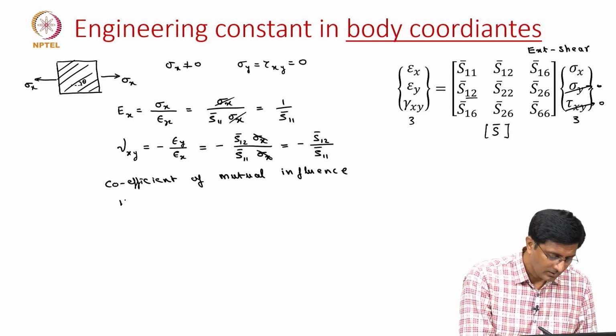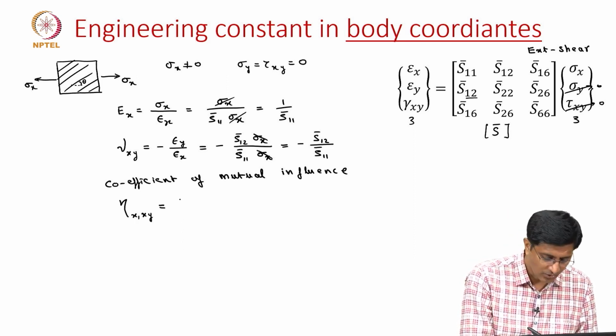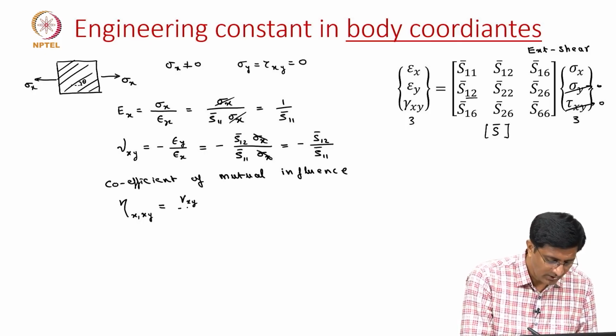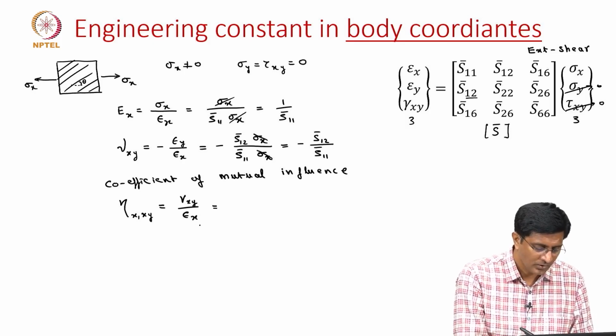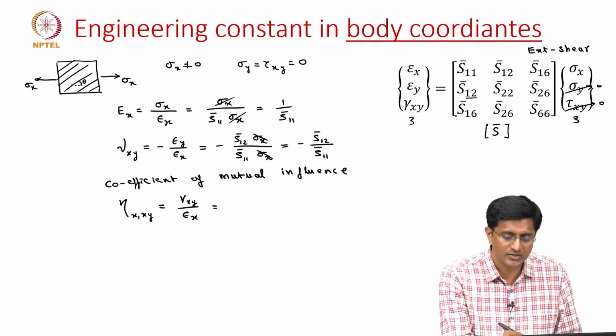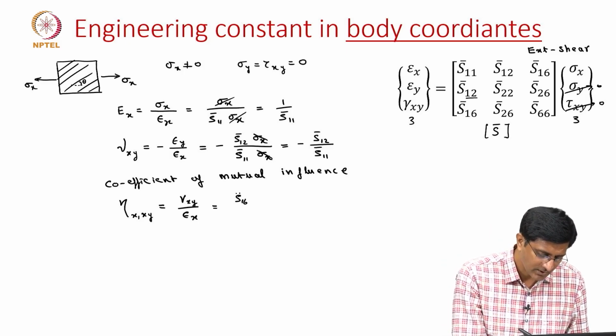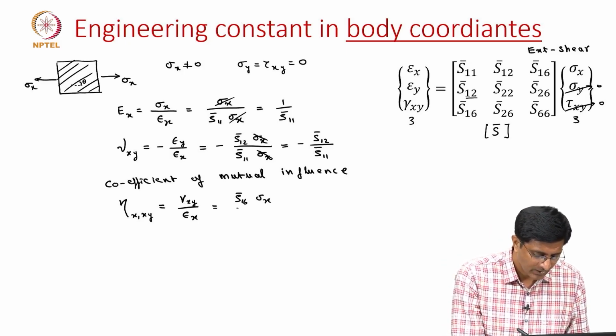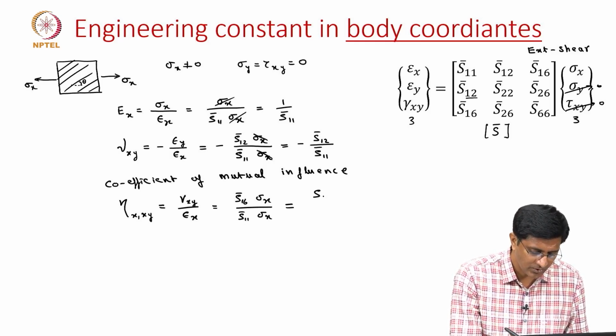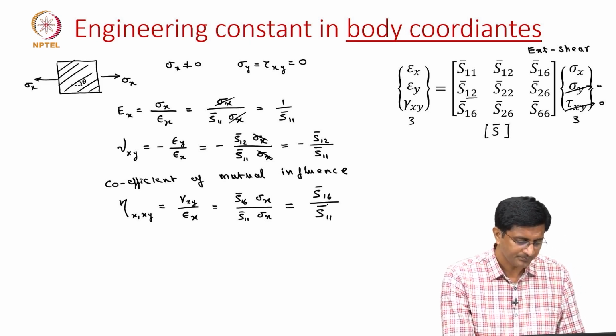Shown as x comma xy, which is the ratio of gamma xy, the shear strain, by the corresponding normal strain epsilon x. So how can we write the shear strain gamma xy in terms of the compliance matrix? We can write it as S16 bar times sigma x, and epsilon x we already know is S11 bar times sigma x. So this should give you the ratio as S16 bar by S11 bar.